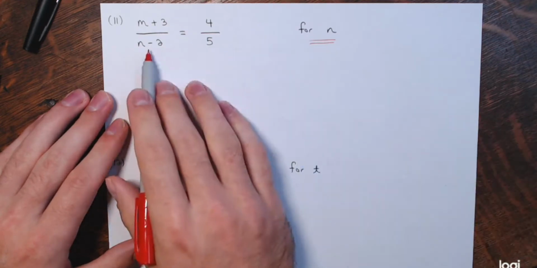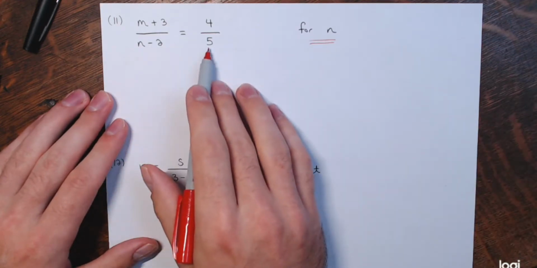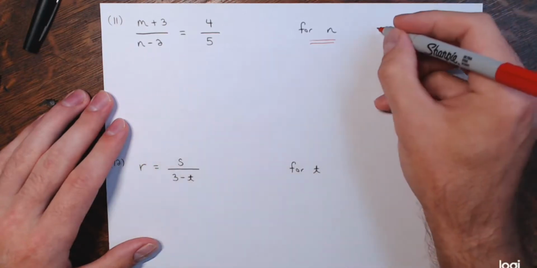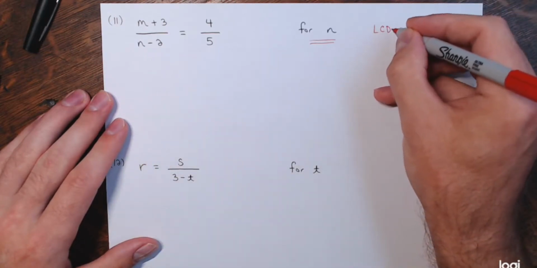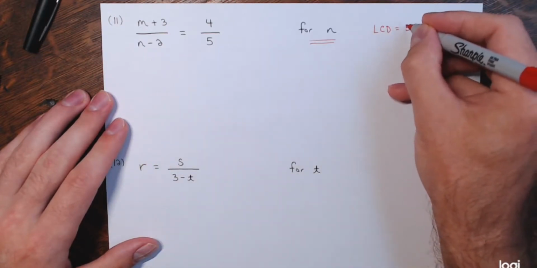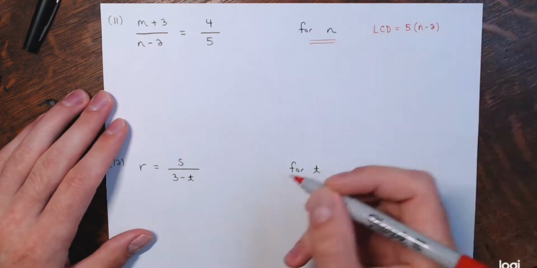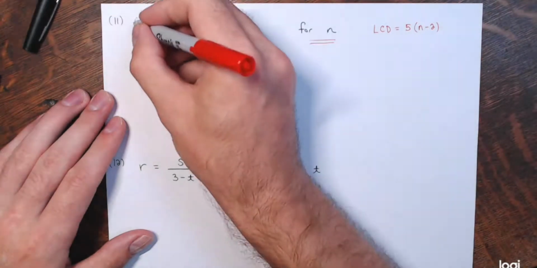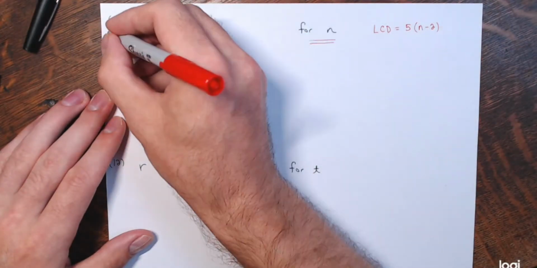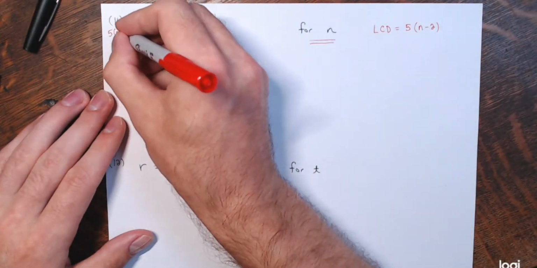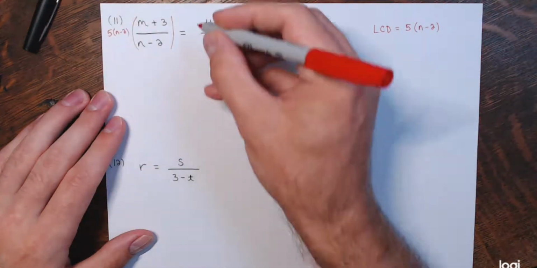N minus 2, 5, right? The denominators are already completely factored. So the LCD is very simple. It's just the product of those two, 5 times the quantity n minus 2. Alright, so I'm multiplying the left side, this fraction, by 5 times the quantity n minus 2, the LCD.